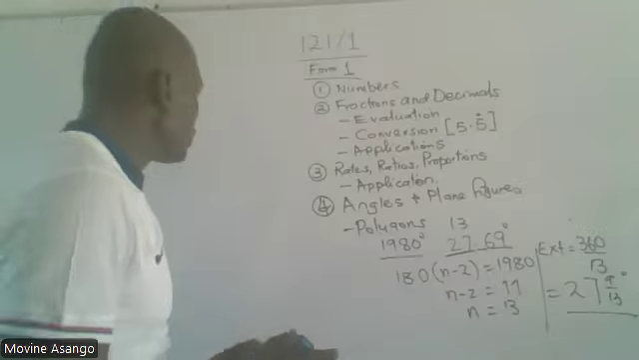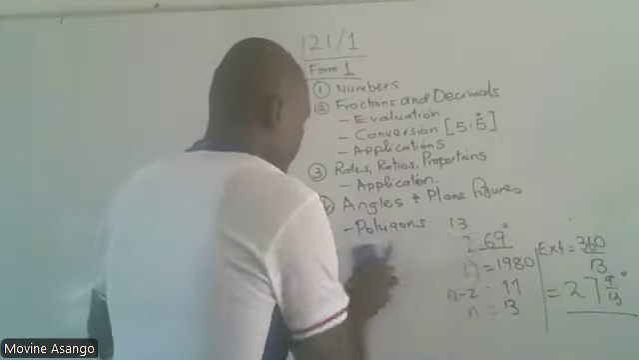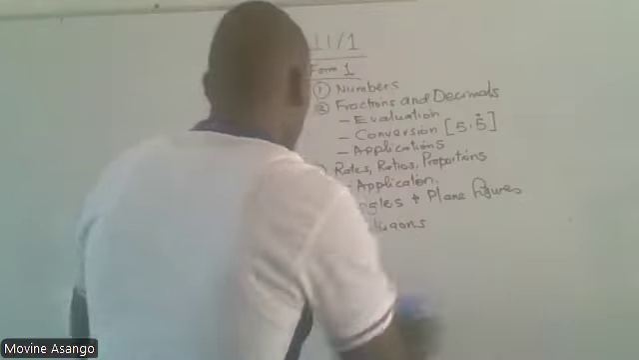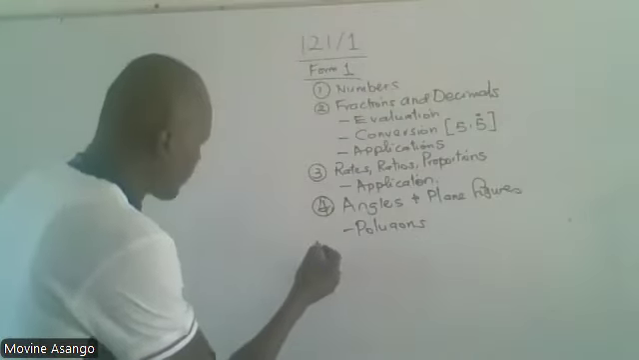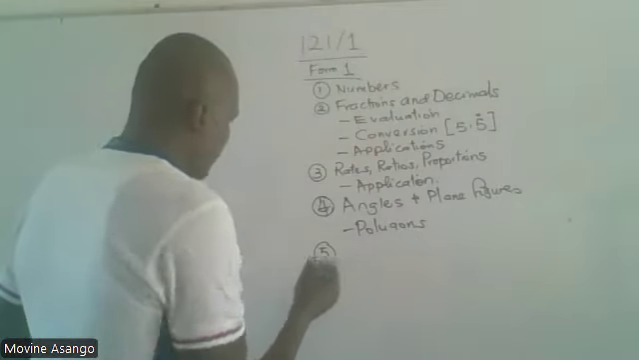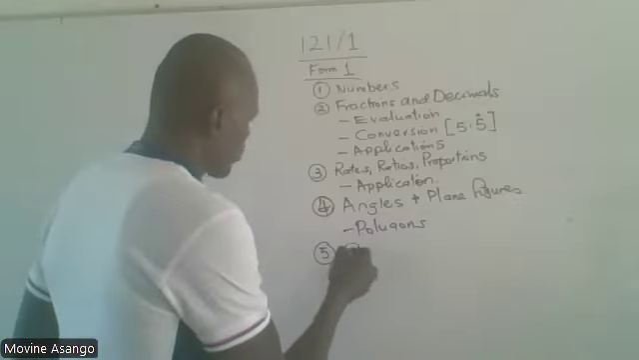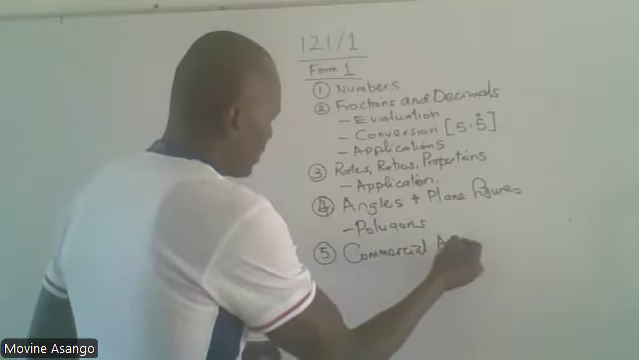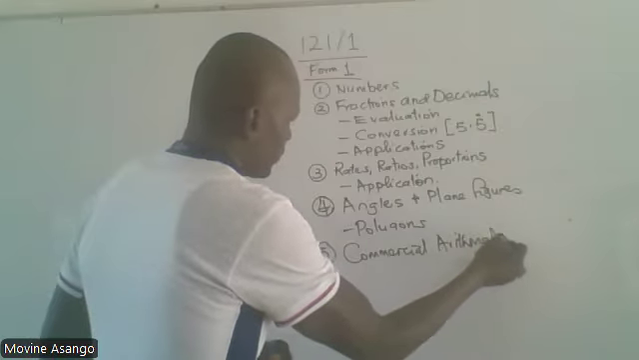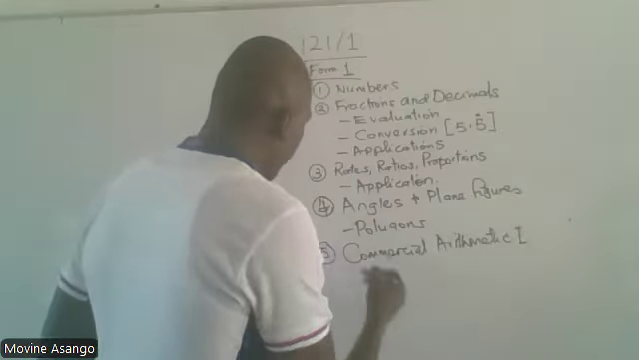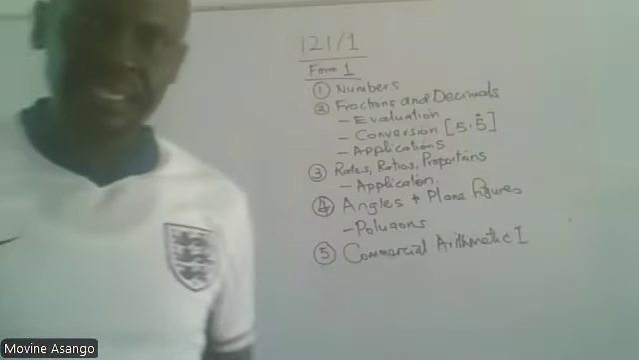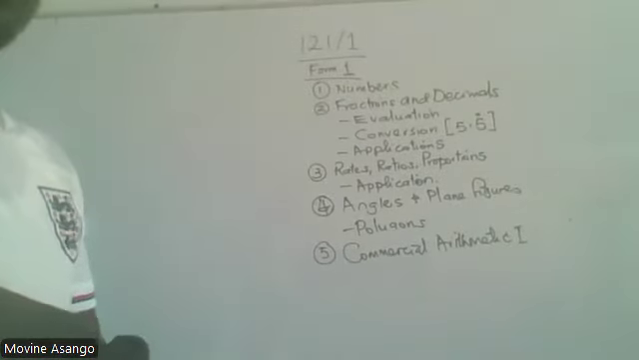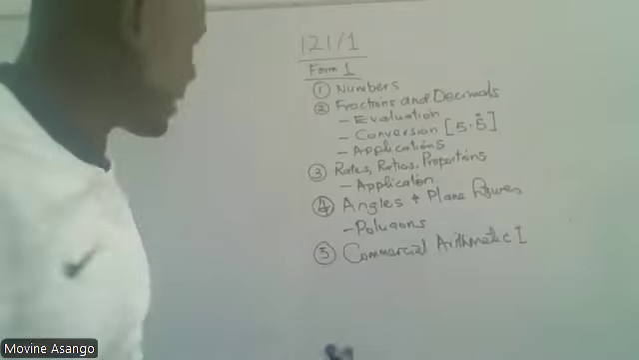We move on to number 5. After looking at angles and plane figures, and we are focusing on the polygons, we move to the 5th level out of the 10, and the 5th level, we call it commercial arithmetic 1. That is the 5th band of KCSE setting, where our focus is on 4 areas.